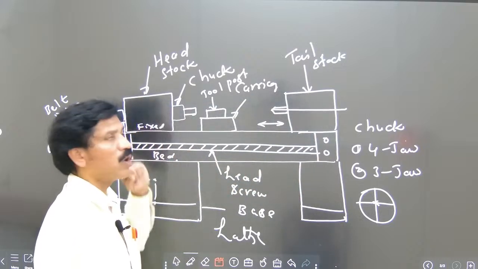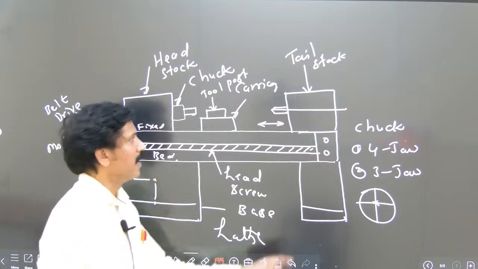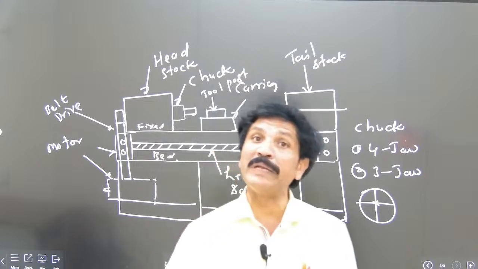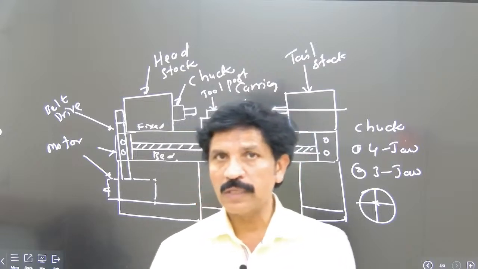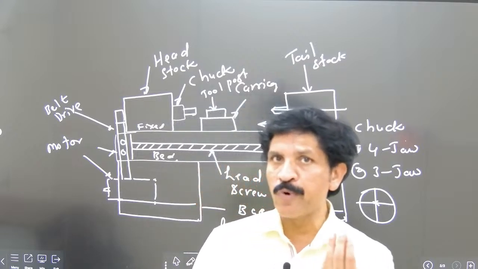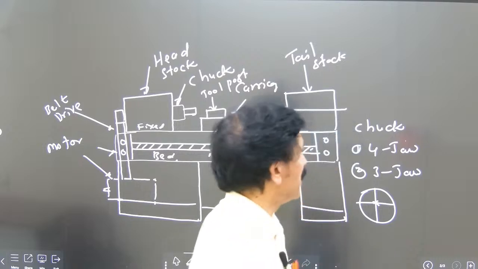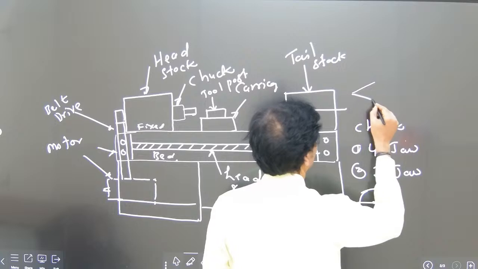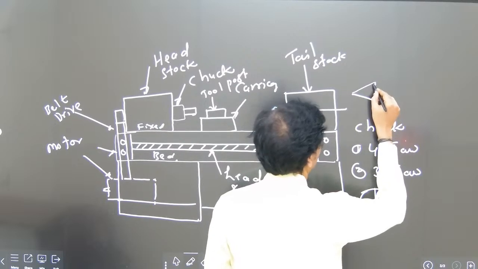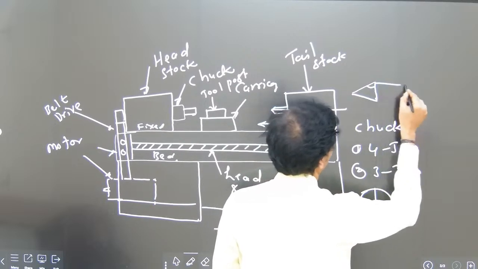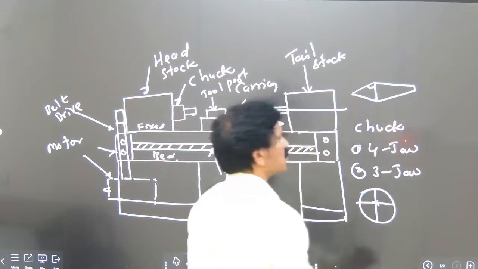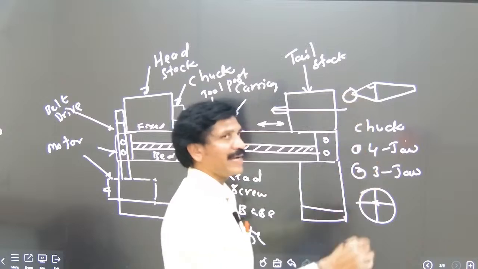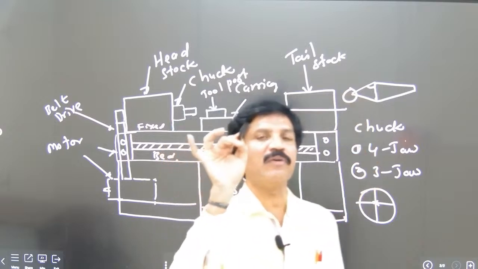The headstock is called the live center, and this one is the tailstock. The tailstock has a spindle. That spindle can be removed from the inside. The spindle is just like this one. This is the spindle, so the tip exactly coincides with the center of the job.